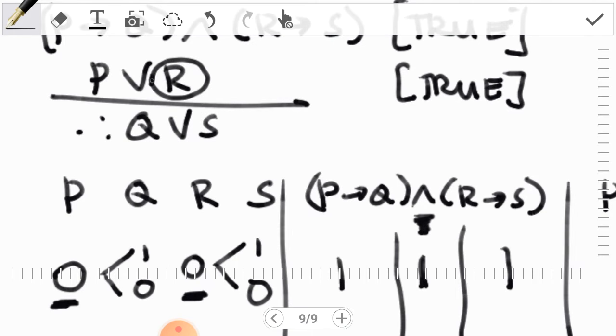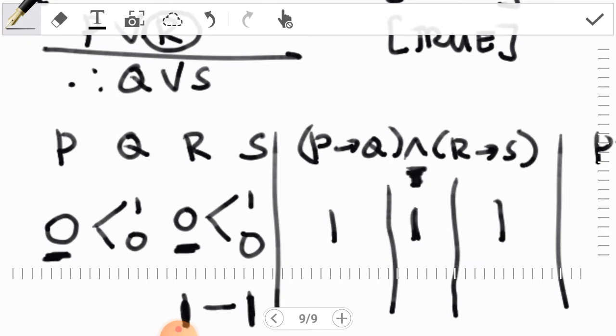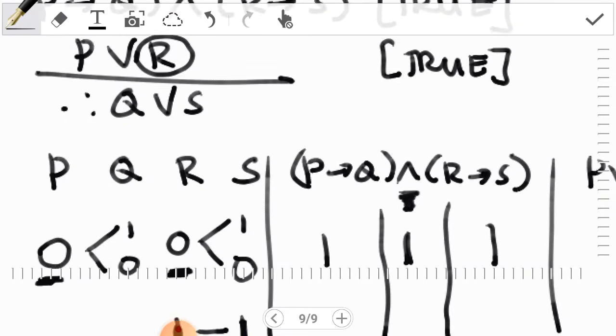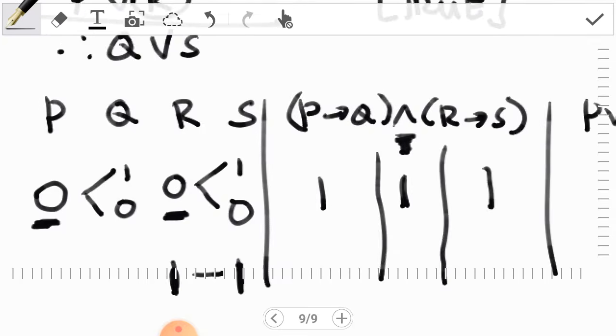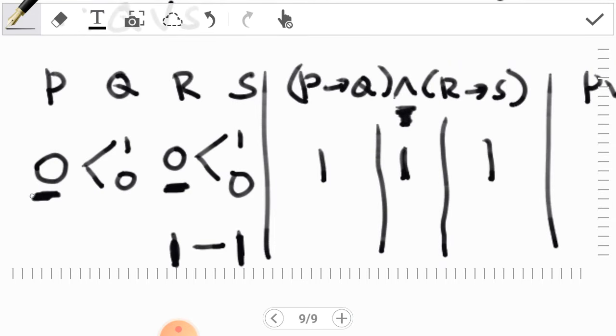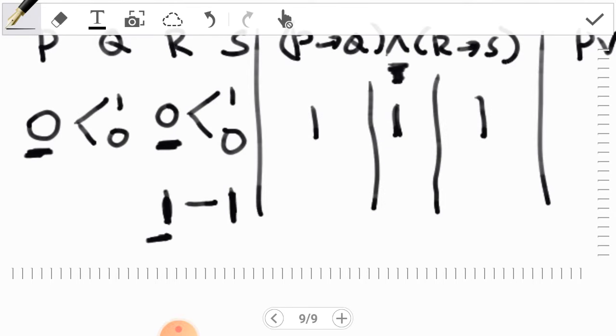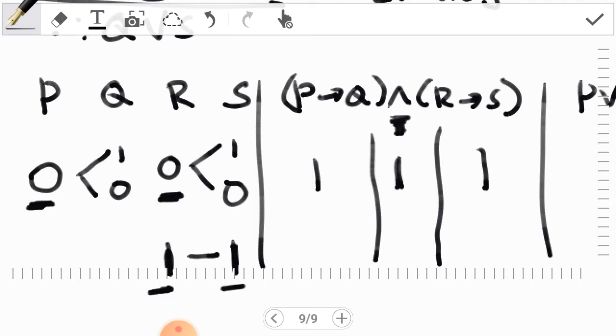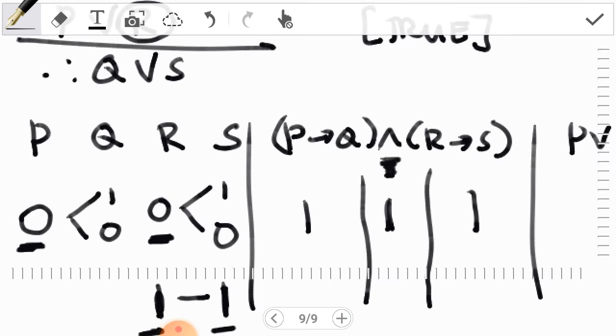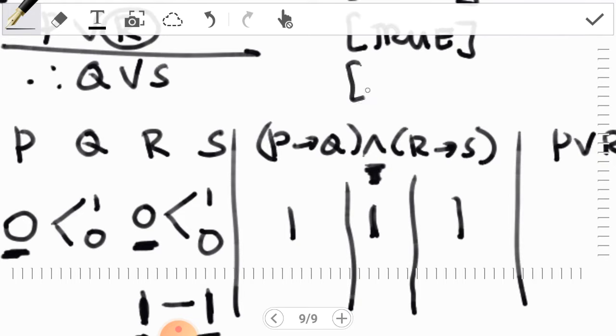Now, false or true will be true. We're done with the premises. We have shown that the premises are true. So we're sticking with these values: P false, R true, S true, Q either true or false. Now, we want to go to the conclusion. We want to show that the conclusion is also true.